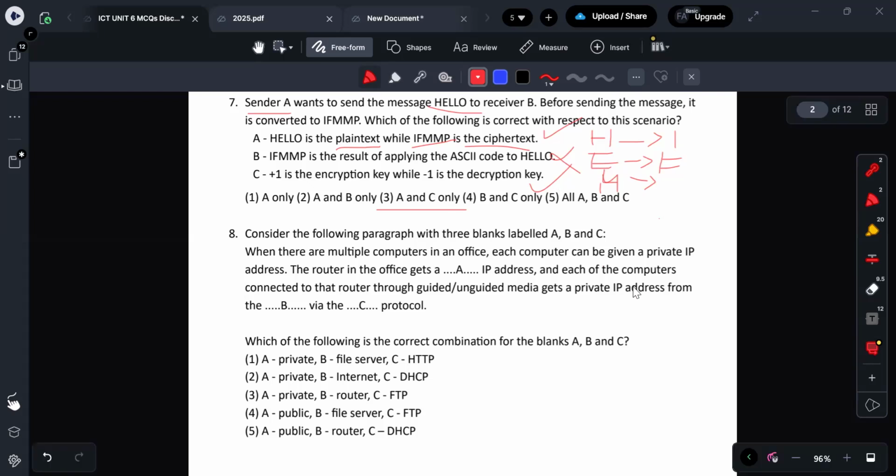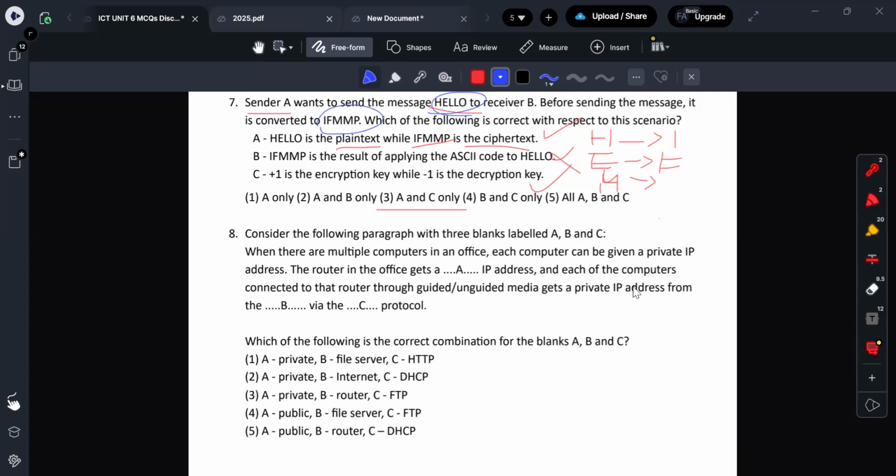After E, what is the letter you have? F. So see, what is the message? See the one in blue I'm marking. It is hello, right? And the converted one, the encrypted one, is this: IFMMP.